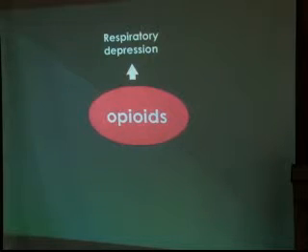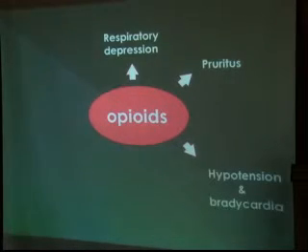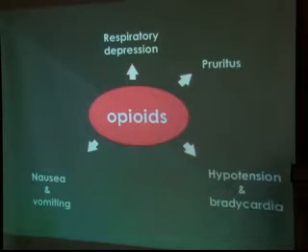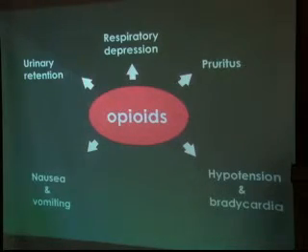Respiratory depression is the most serious narcotic-related side effect associated with epidural analgesia. Therefore, a decrease in the patient's level of consciousness or arousability is considered the best indicator for respiratory depression. Other side effects: pruritus, hypotension and bradycardia, nausea and vomiting, urine retention.